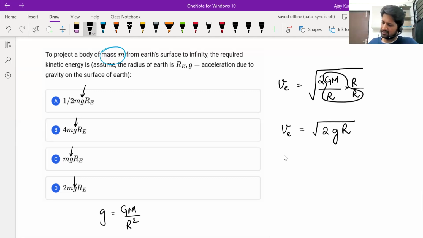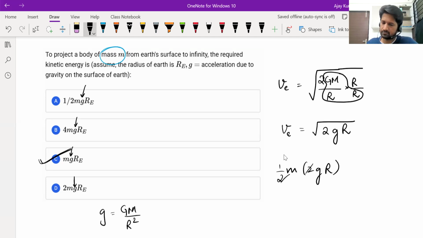Okay, then they're asking kinetic energy. Kinetic energy is half mv square. 2 cancel, answer is mgR. Next question.